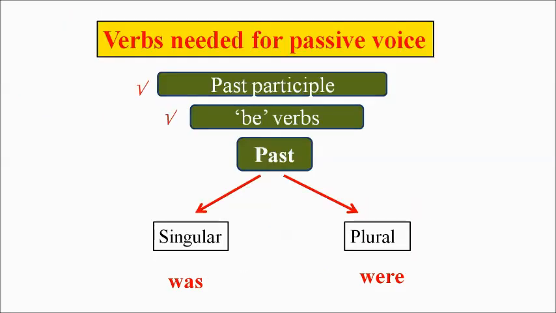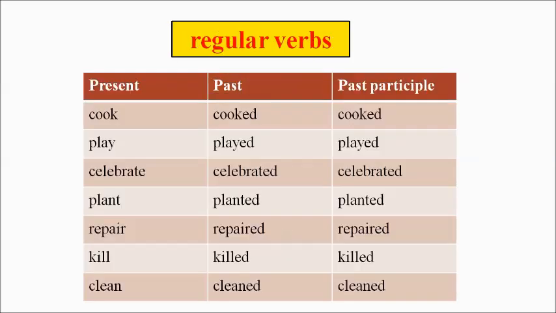Let's see the verbs we needed for passive voice. Past participle and be verbs. When we take the past tense, we have two be verbs, singular and plural be verbs, was and were. When we take the past participle of verbs, we take regular verbs or irregular verbs. Regular verbs. When we form the past tense, we add ed. There is a similarity of present and past form of verb. We call it regular verb.